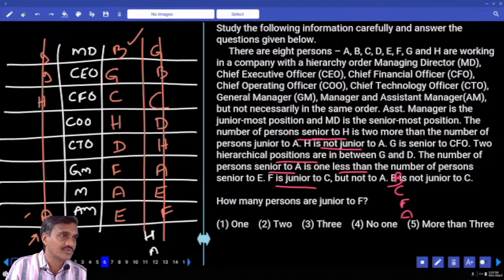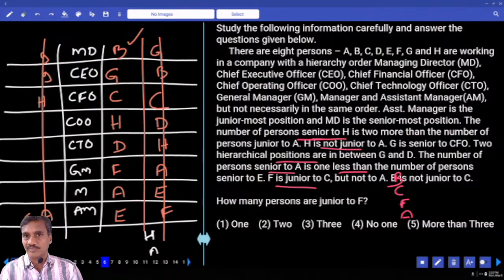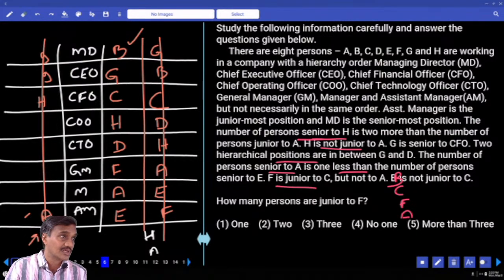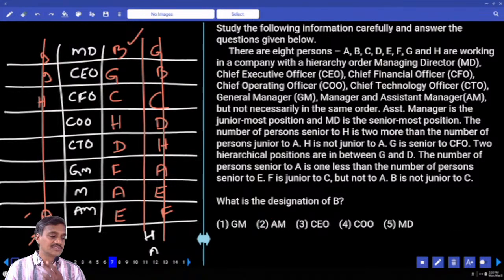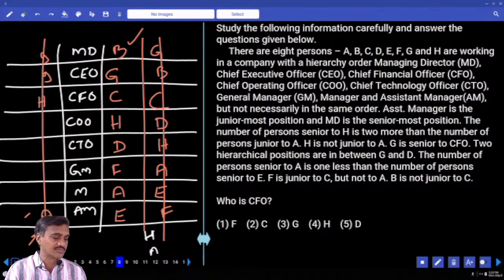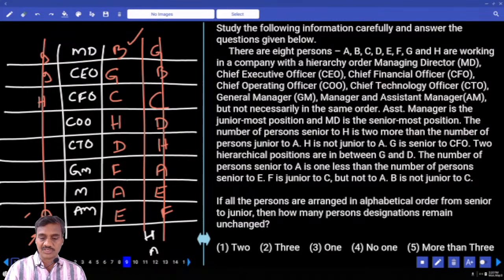Clear? This is the reason why we have kept this one as the first priority. Whether it is a clerk prelim or PO prelim, whenever these positions were given, order will clearly be given, and who is the senior most and who is the junior most. Then, first one, how many persons are junior to F? There are 2 persons, choice 2, question number 6. 7th one, what is the designation of B? Now B is the MD, that is choice 5, question number 7. And who is CFO? C, that is choice 2, question number 8.